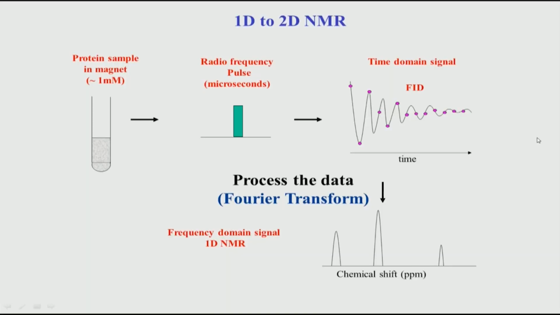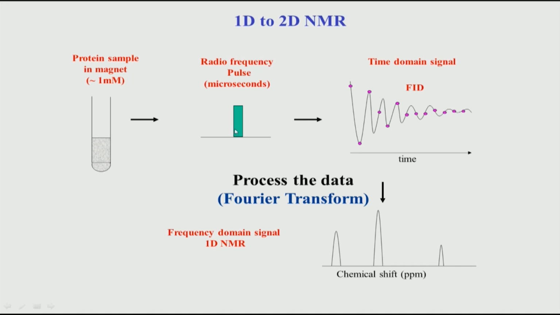Let us have a look again at how we actually record a 2D experiment. For that, let us go back for some time to 1D NMR. This is shown here. In 1D NMR, we saw that first you have a sample, which is typically in a 5 mm NMR tube, and typically the concentration we use is about a millimolar. This sample is put in a magnet, and then we record a 1D NMR experiment by applying a pulse, an RF pulse which is about a few microseconds long.